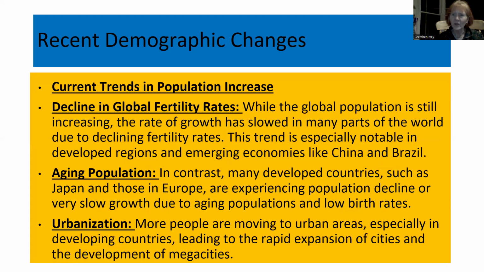Okay, so what are some current trends? What's happening today? There's a decline in global fertility rates. While the global population is still increasing, the rate of growth has slowed in many parts of the world due to declining fertility rates. The trend is especially notable in developed regions and emerging economies like China and Brazil. People are just having fewer children because of development and higher cost of living.